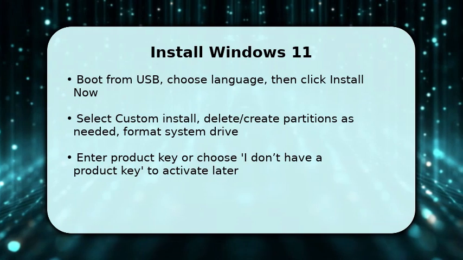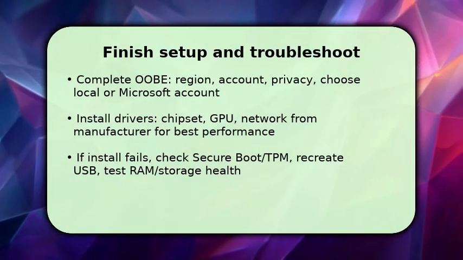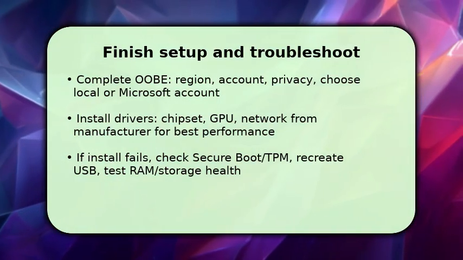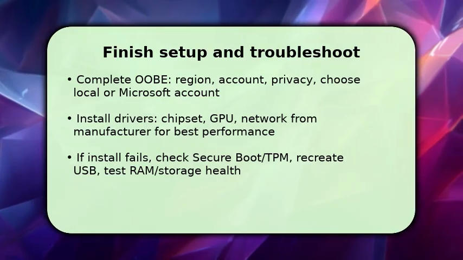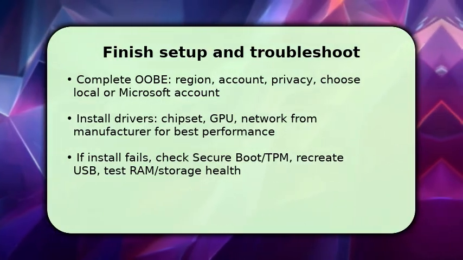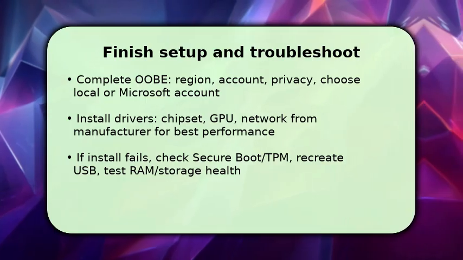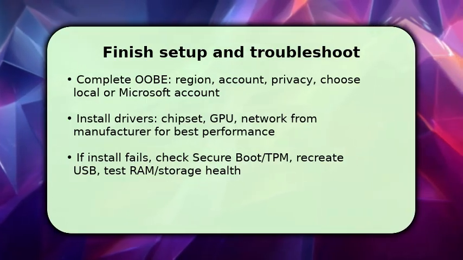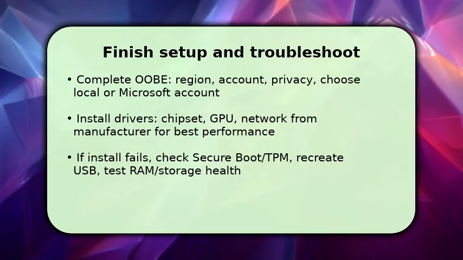Once Windows finishes copying files, you'll walk through OOBE. Pick region, connect to network, choose a local or Microsoft account, and set privacy options. After the desktop appears, install manufacturer drivers starting with chipset, storage, network, then GPU to ensure stability and performance.